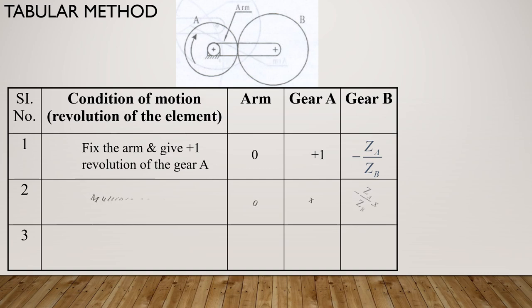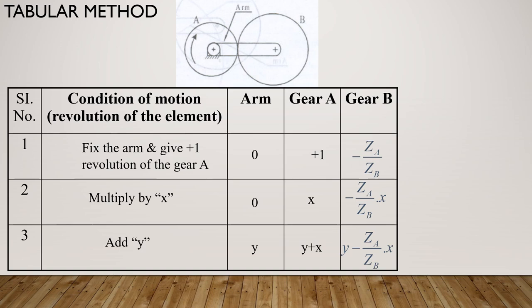Second step is multiplying x to the previous step. So 0 into x is 0, 1 into x is x, multiplying x to the previous expression. Third step is add y to all these three cases. Here 0, if you add y, is y. x plus y. Then here if you add y, it is y minus ZA by ZB into x. These three expressions are the speed of the respective elements. y is the speed of arm, y plus x is the speed of gear A, y minus ZA by ZB into x is the speed of gear B.